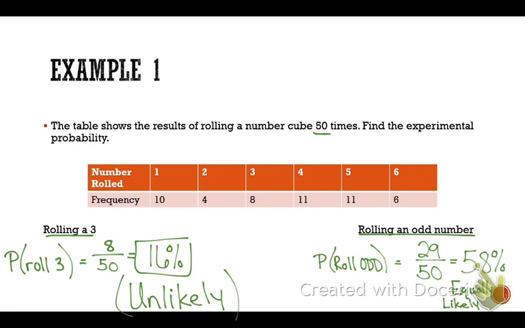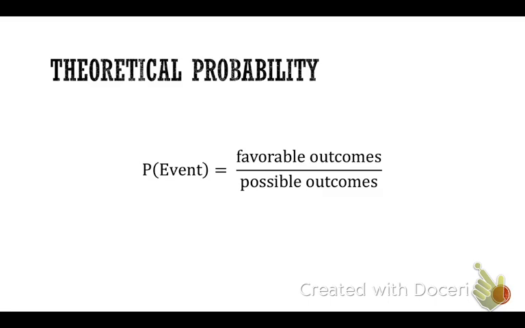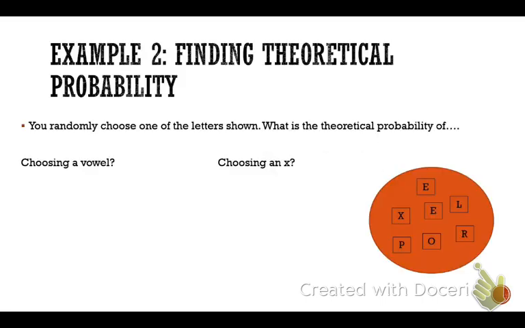How are we doing on experimental? Doing okay? Favorable out of possible. All right, so theoretical. In theory, on paper, nothing has actually happened. I'm just looking at what are my favorable outcomes and what are my possible outcomes, and I'm dividing them. So theoretical probability, let's look at this first example.